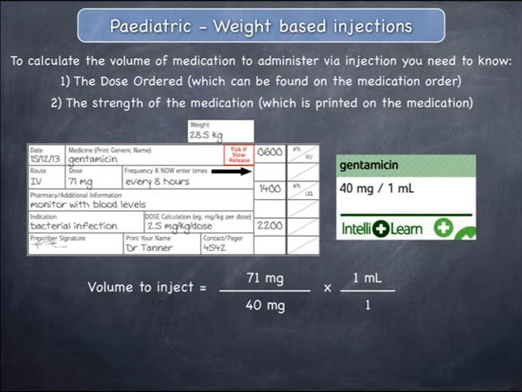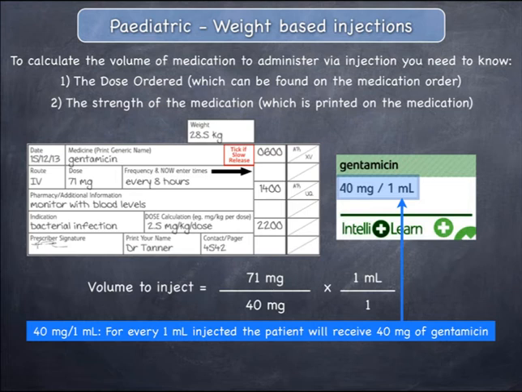Before actually calculating the volume to administer, it is good practice to estimate the answer. You can do this by considering the dose required and the concentration of medication. The strength or concentration of the medication specifies how much active medication, in this case gentamicin, is contained in a given volume of solution. 40 milligrams per 1 mil means that every 1 mil of solution contains exactly 40 milligrams of gentamicin.